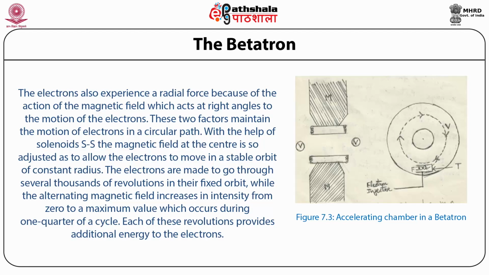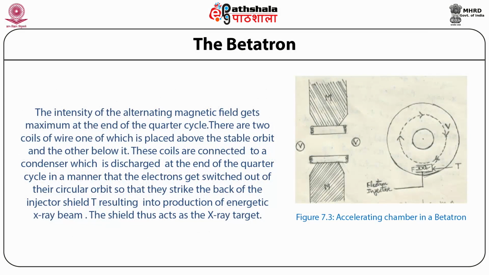The electrons are made to go through several thousands of revolutions in their fixed orbit, while the alternating magnetic field increases in intensity from 0 to a maximum value, which occurs during 1/4 of a cycle. Each of these revolutions provides additional energy to the electrons. The intensity of the alternating magnetic field gets maximum at the end of the quarter cycle.